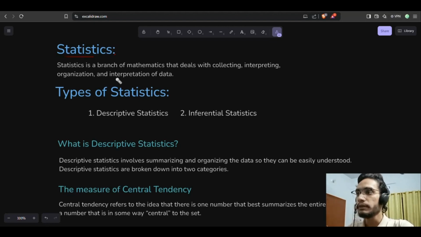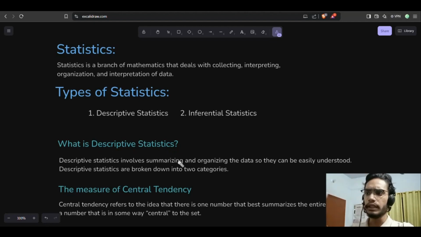So we understood what statistics actually is. Then there are two types of statistics, right? We have descriptive statistics and we have inferential statistics. We'll get to know each type one by one. But for now, we are just starting off with descriptive statistics.